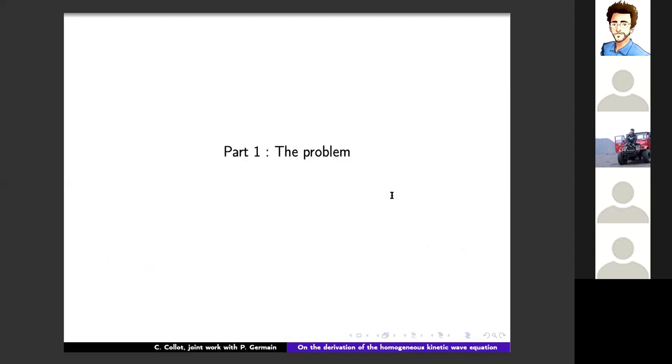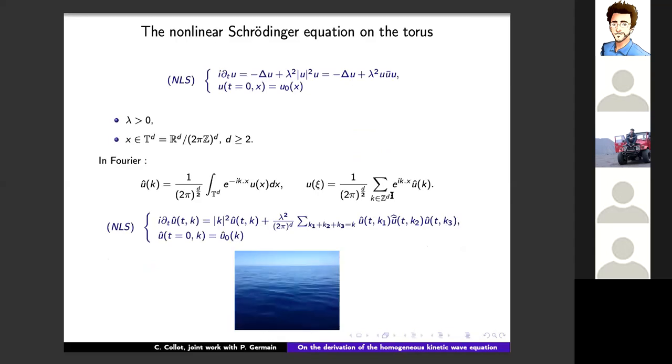So what's the problem? The problem is the following: you start with a dispersive equation. Here I'm dealing with the nonlinear Schrodinger equation, and I'm going to solve it on the torus. And you see I introduced a parameter lambda. What does it mean? It means that my solution U will be in some sense of size 1. So lambda will keep the size of the nonlinearity in my problem.